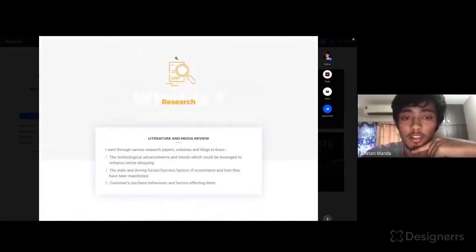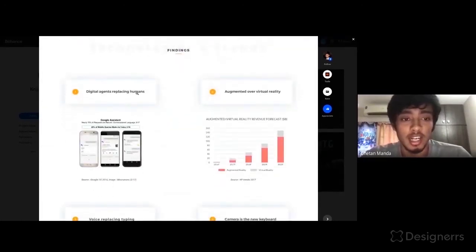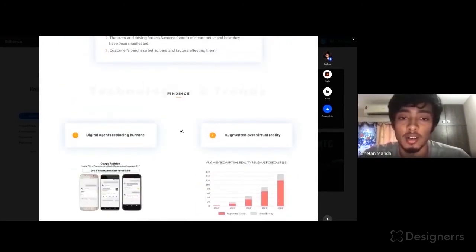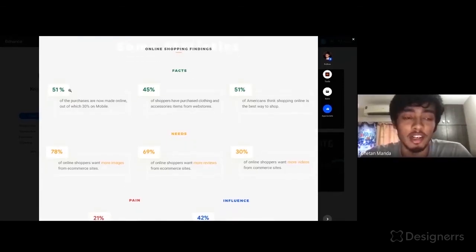Okay, research. These are good visuals. Even though he didn't need to support it with an icon, he's put it out and it shows in the quality of the presentation. Okay, his findings: digital agents are replacing humans, augmented reality over virtual reality, voice is replacing type, camera is a new keyword. He's identified new technology trends in different domains, and this is his research. This is again something that very strongly adds to your portfolio.